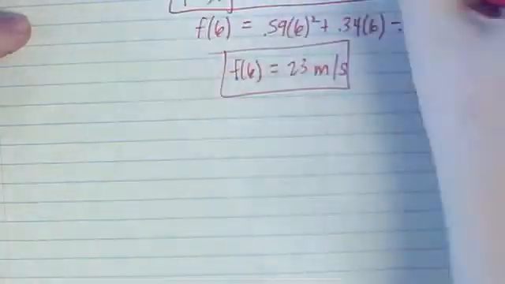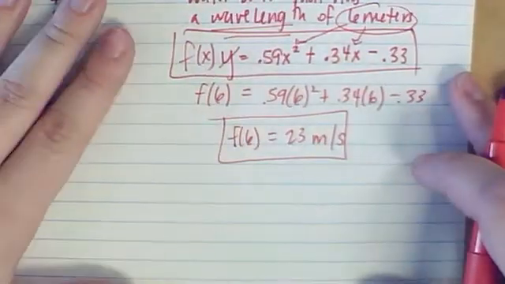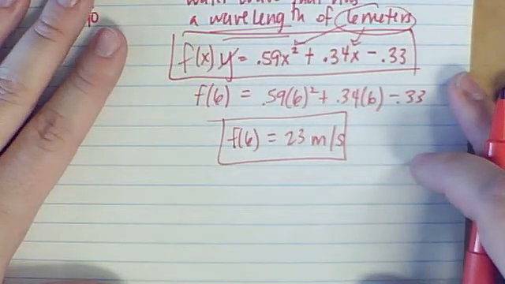So both of these are your answers. They wanted the model and what the value is when x is 6.